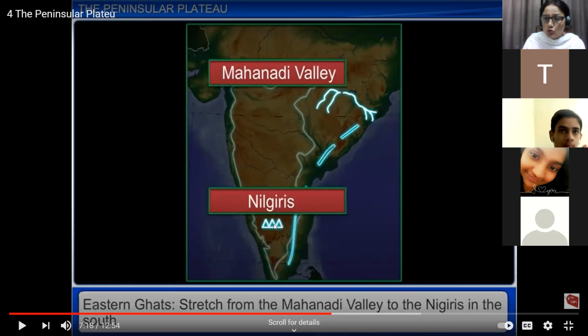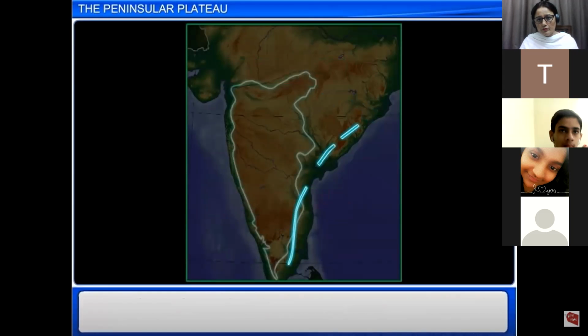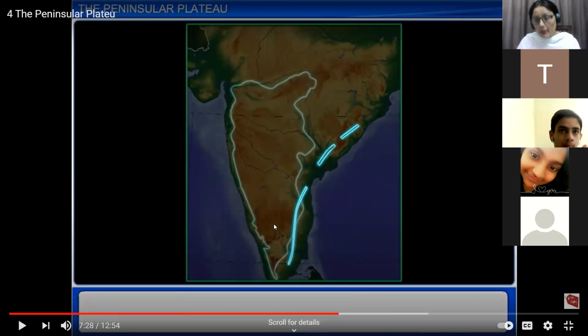So Nilgiri Hills are situated where the Western Ghats and Eastern Ghats meet. Now here it's not mentioned, but otherwise where two Ghats meet with each other, Western Ghats और Eastern Ghats आपस में मिलते हैं, there we have Nilgiri Hills, in the south. Unlike the Western Ghats, the Eastern Ghats are discontinuous.